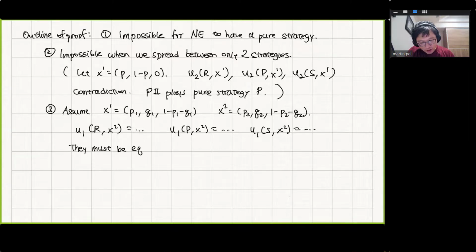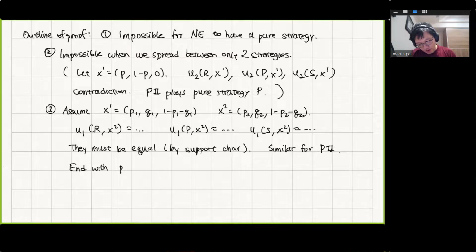So this is by the support characterization. They all have to have maximum utility, so these must be equal. Similar for player 2. And then you will find that you end up with all of them equal to 1/3. So that's how you show that there is only one possible strategy for playing rock, paper, scissors: you distribute equally over all three strategies.